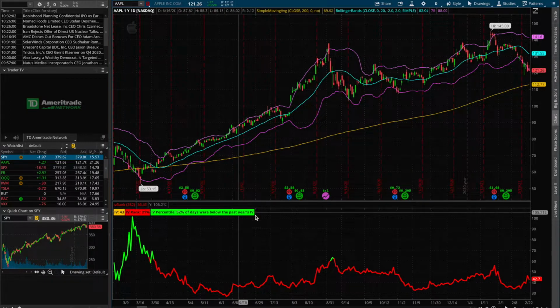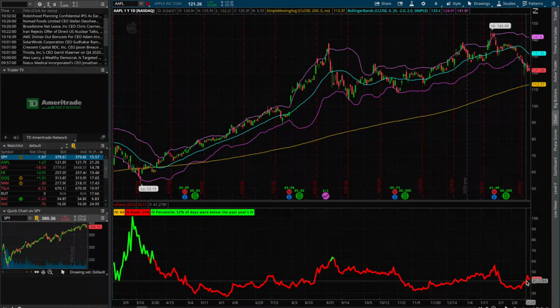So it essentially just tells you how many days over the past 1 year had implied volatility levels that were less than the current level right now. So with an IV percentile of 52%, that means, again, over the past 1 year, 52% of those days had implied volatilities of less than 43%. And that's because recently, we've definitely had a bit of a spike that's been occurring in implied volatility for Apple and also across the entire market.